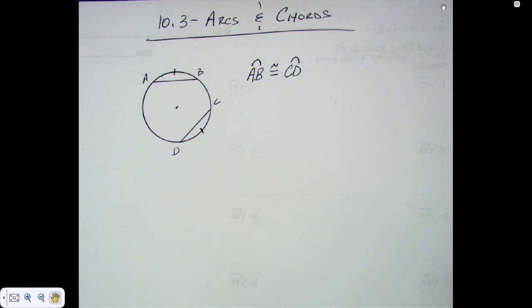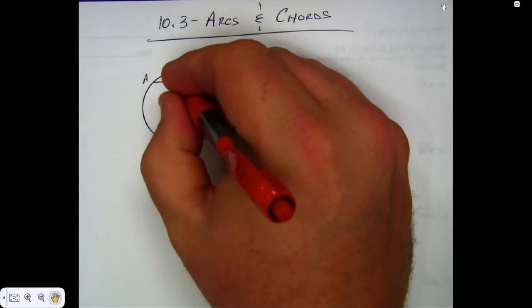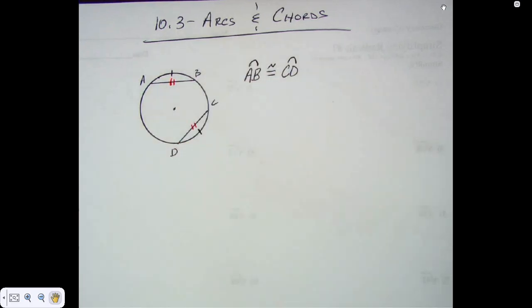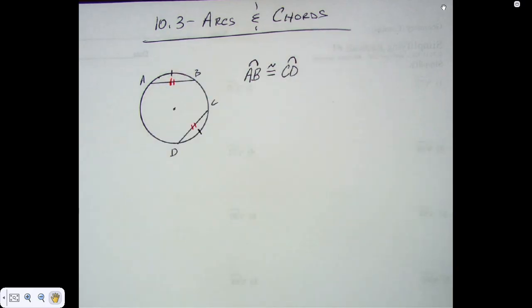Do you think we can infer anything from that? Anything else? Absolutely. This chord is congruent to that chord. I just put two marks just to separate a little bit from it. If the arcs are congruent, the chords containing those arcs are what?